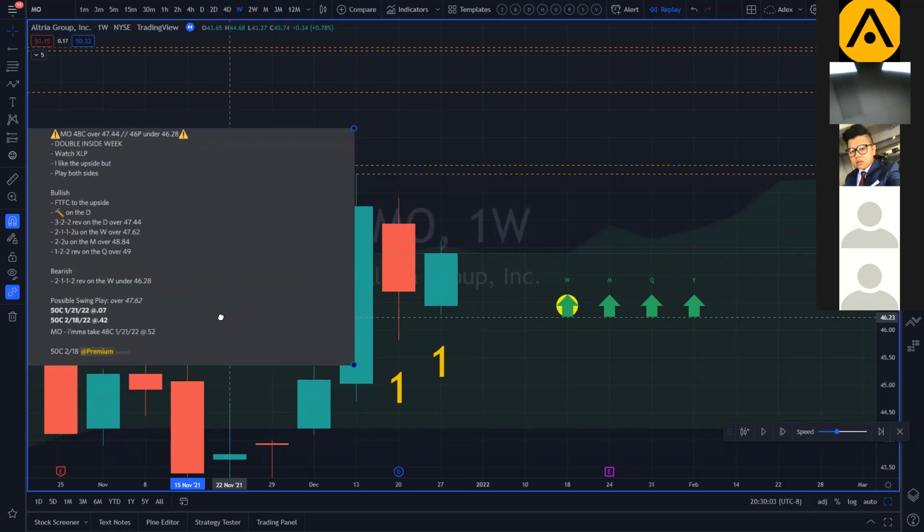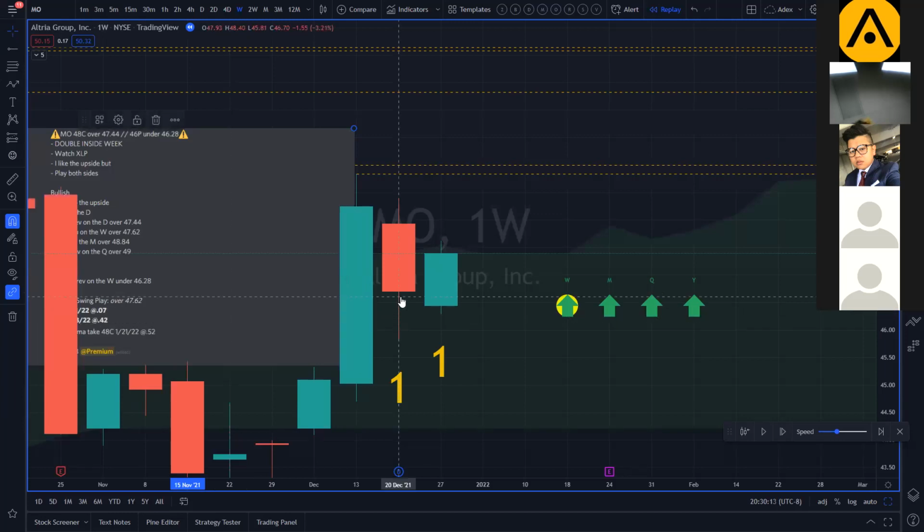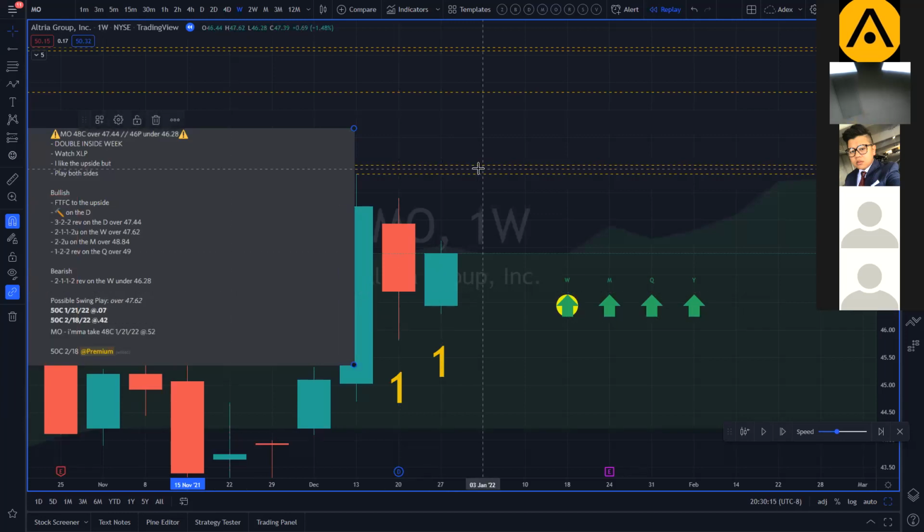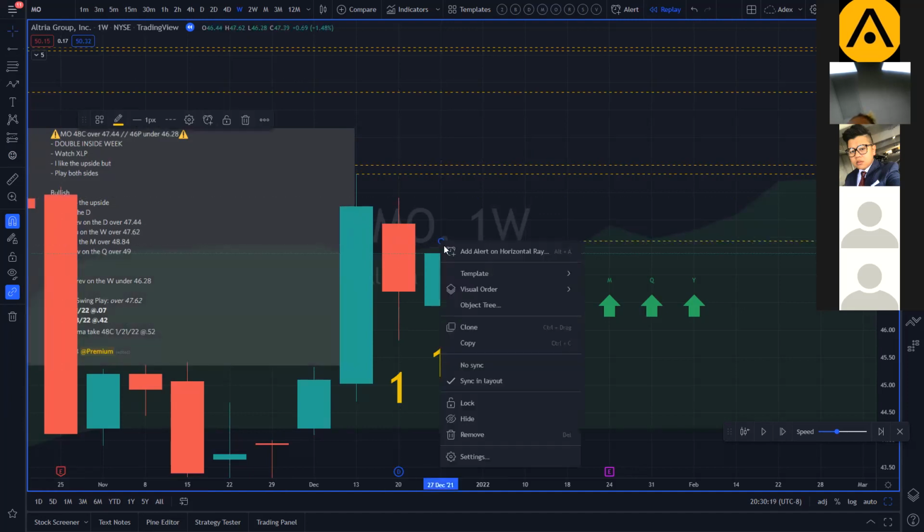The bullish side is full time frame continuity to the upside. You have a hammer on the day. I'll show you the hammer on the day in a second. You had a 322 rev on the day over 47.44. You had a 2112 up on the week above 47.62. So mark that.